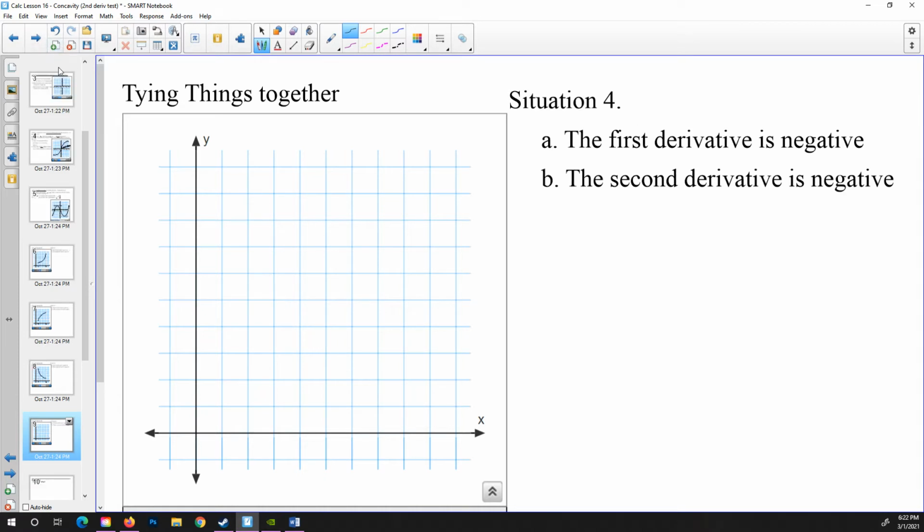And the final set of criteria, again, we have a closed interval from a to b. The first derivative is negative. That's going to tell me that it is decreasing over that interval. And the second derivative being negative, that means it's going to be concave down. So a graph would have to look something like that over that interval.